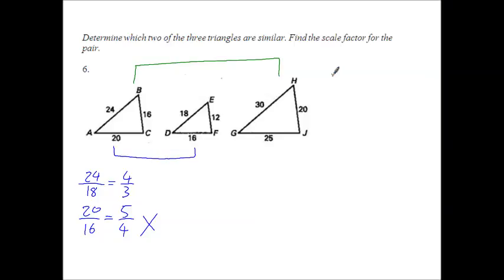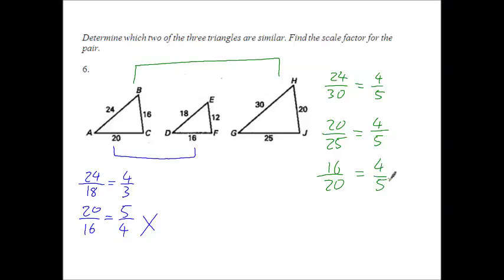Starting with our largest sides, 24 over 30, we get 4/5. 20 over 25. We also can reduce this to 4/5. Now that's looking good, but we can't stop here. We have to make sure that the ratio is the same for all three pairs of sides. So we need to also compare the smallest sides, 16 and 20. 16 over 20. The ratio also can be reduced to 4/5. So indeed, these two triangles are similar.